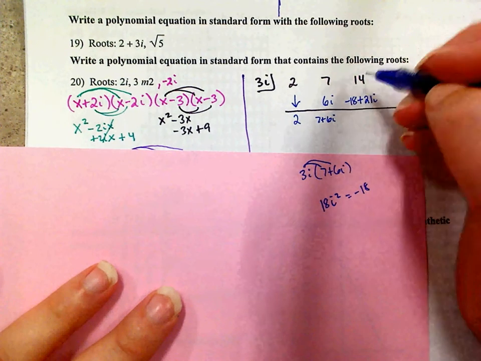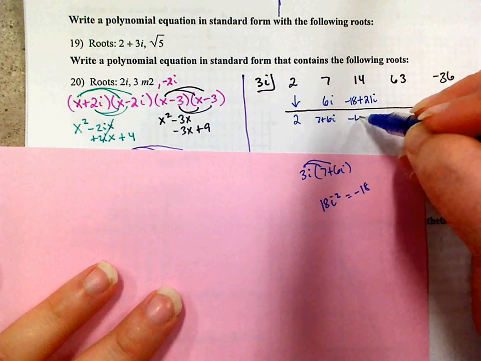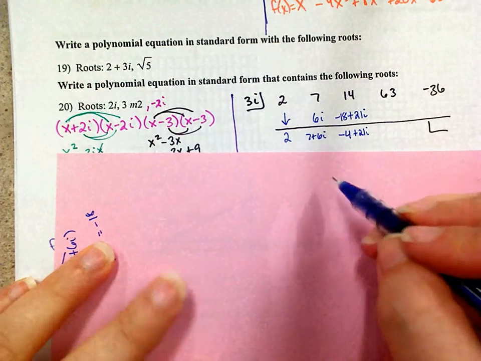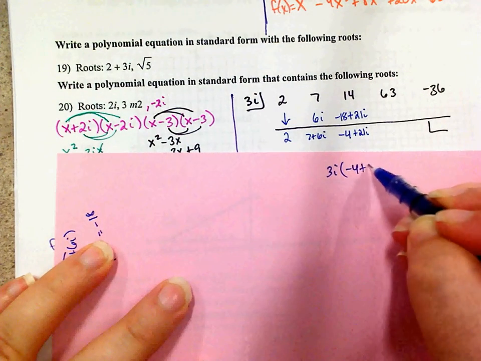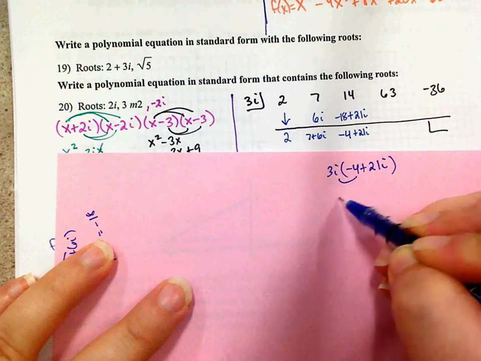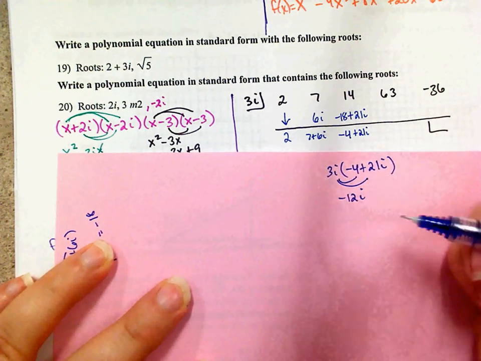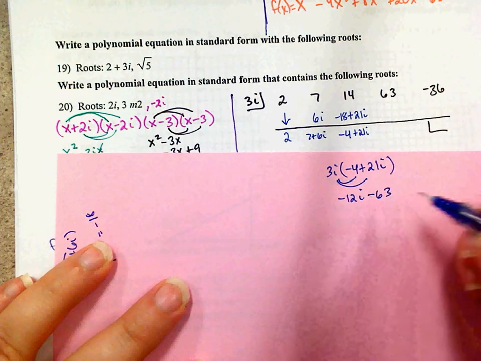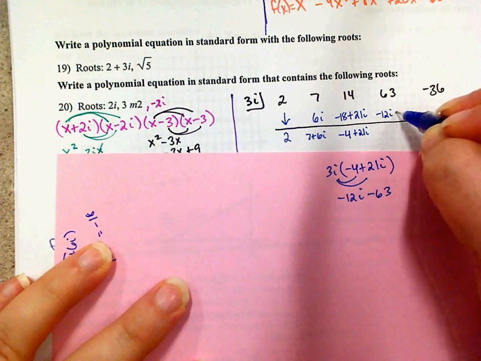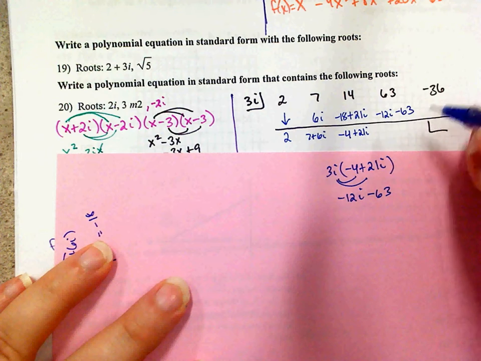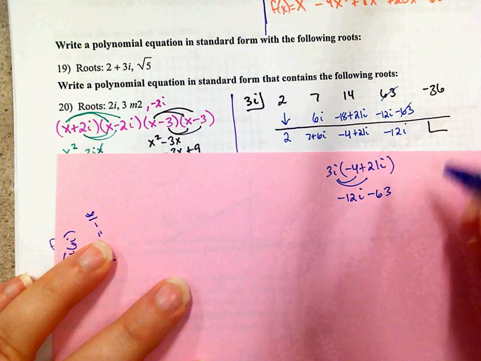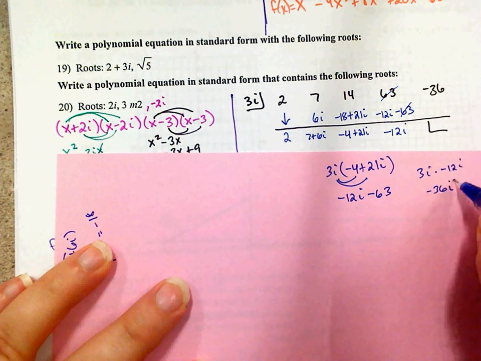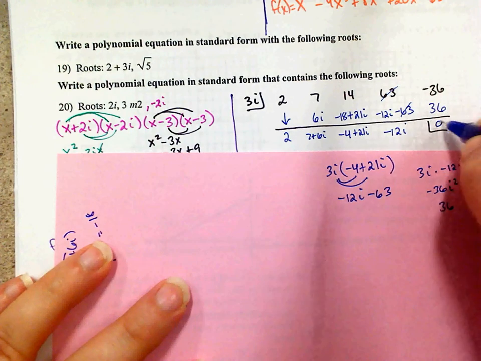Okay. So what is 3i times negative 4 plus 21i? Negative 12i. That's a 63i squared, right? 63i squared is negative 63. What happens to the 63's? They cancel, so I'm just left with negative 12i. What is 3i times a negative 12i? A negative 36i squared, which makes it positive 36. Now what do? Right. Now I need to divide out negative 3i.